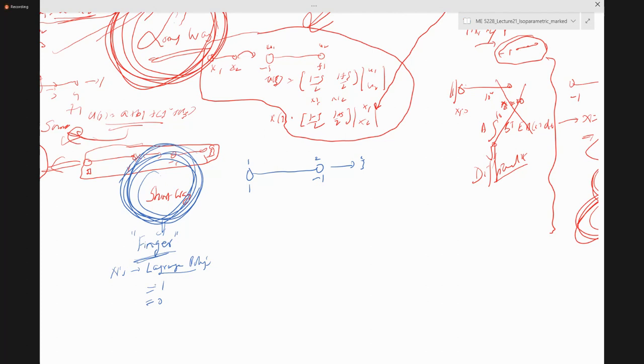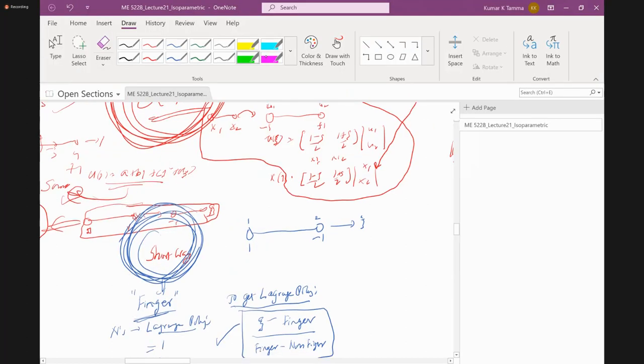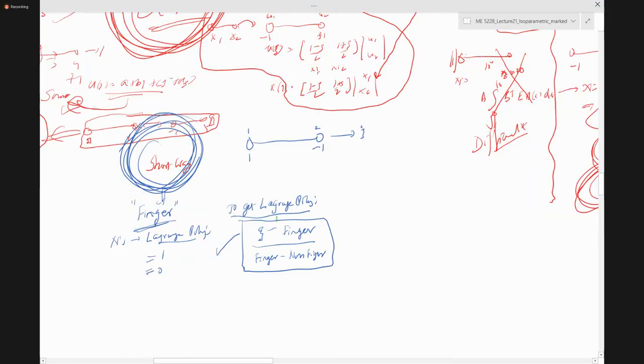Yeah, good. Now, therefore, to get Lagrange polynomials, you use the following method. Kasi minus the finger, divided by finger minus non-finger. Write down this formula carefully, please. I'll tell you what I mean. Just write it down. This is important. It may affect your grade if you don't understand.